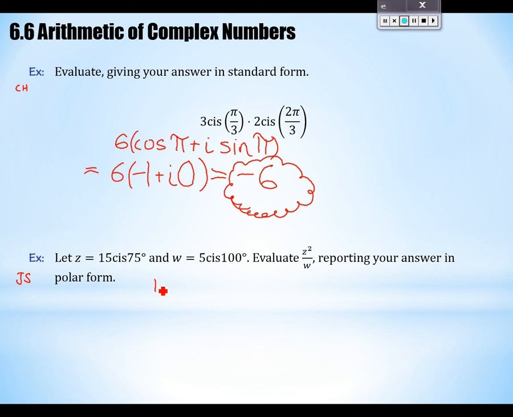Yeah, it says do it in polar form here, and the reason is because, again, if we wanted it in rectangular form, we'd have to reach for our calculator. I just didn't want to. Okay.